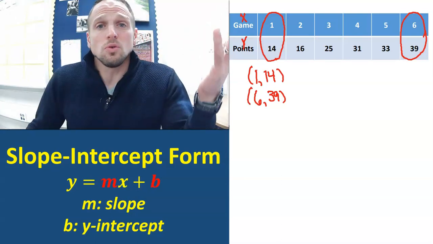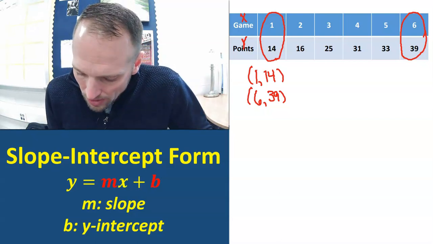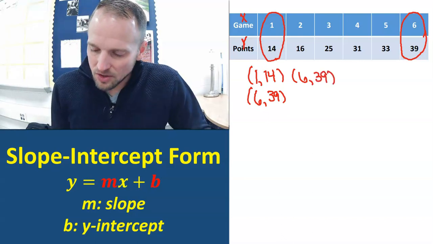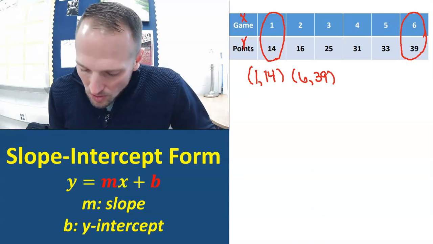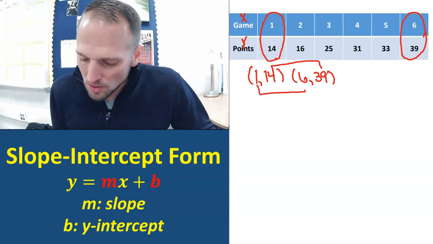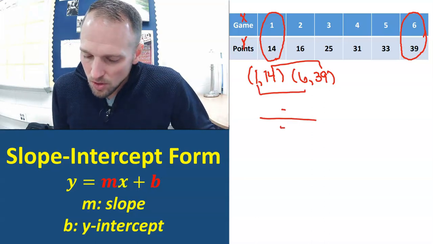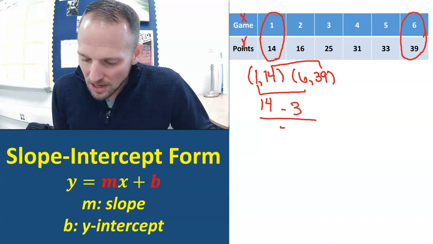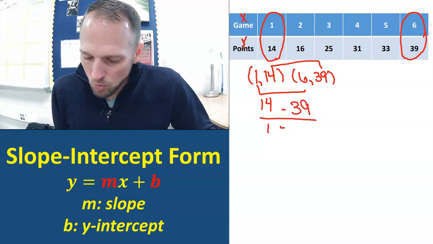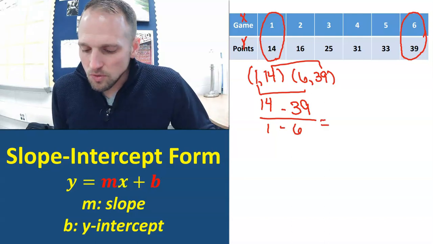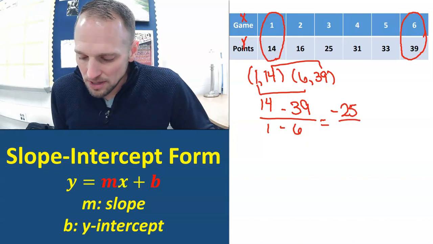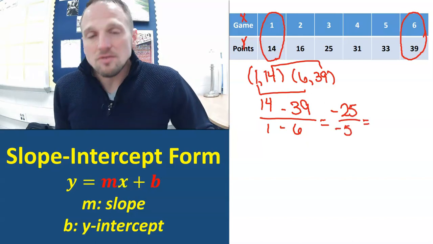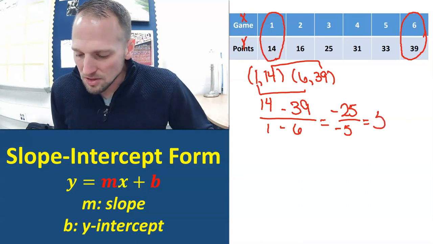First step, we need to find the slope. So remember, y's go on top, and I'm going to write it sideways like this so that we can see how we've shown this all along. Y's go on top, x's go on the bottom. So we've got 14 and 39 on the top, and on the bottom, 1 and 6. So 14 minus 39, that's going to be negative 25. And on the bottom, 1 minus 6 is negative 5. Negative 25 over negative 5, that's going to be a positive 5.